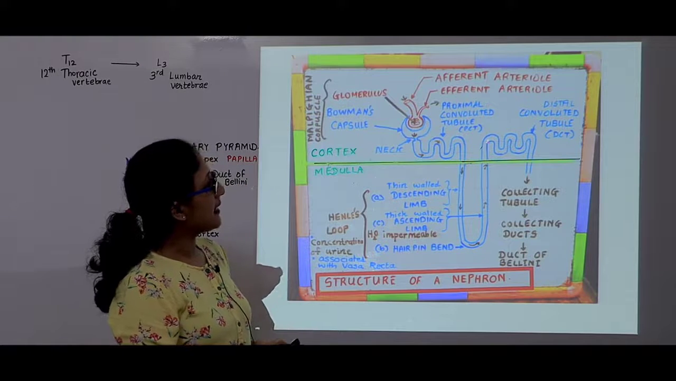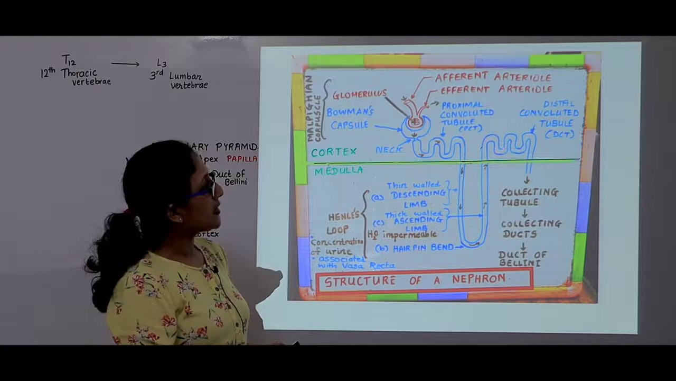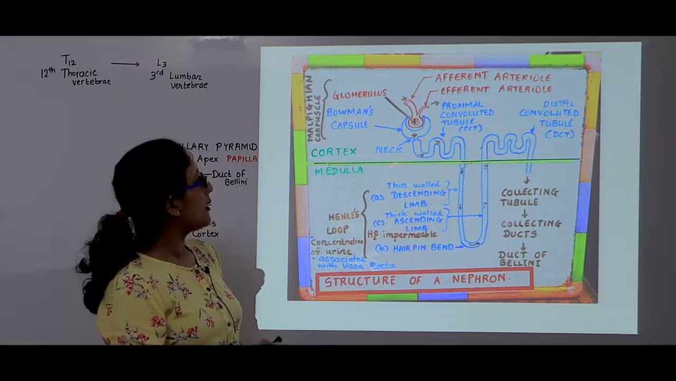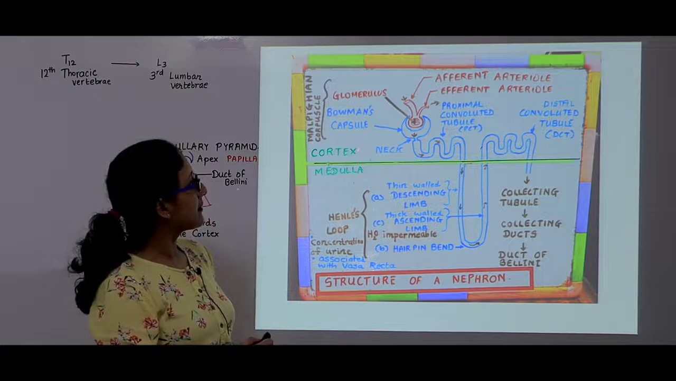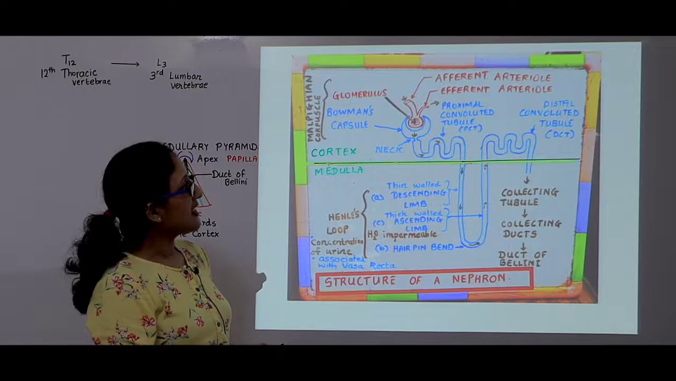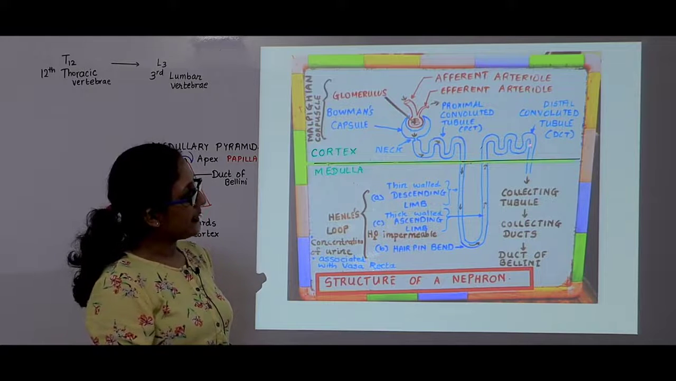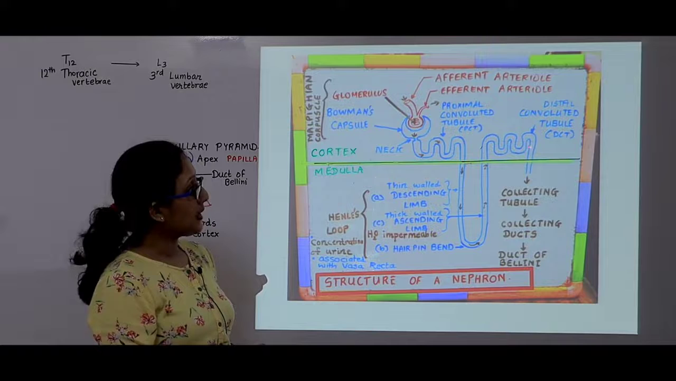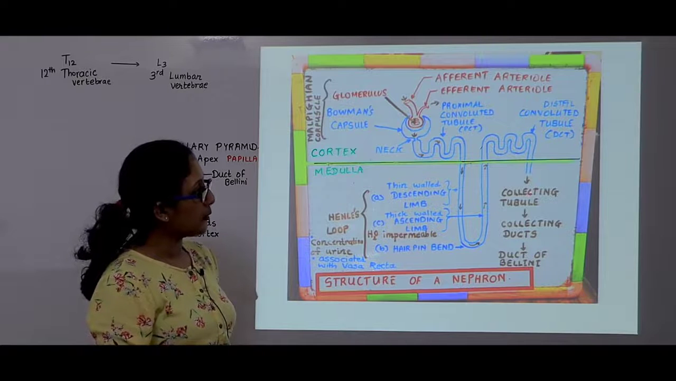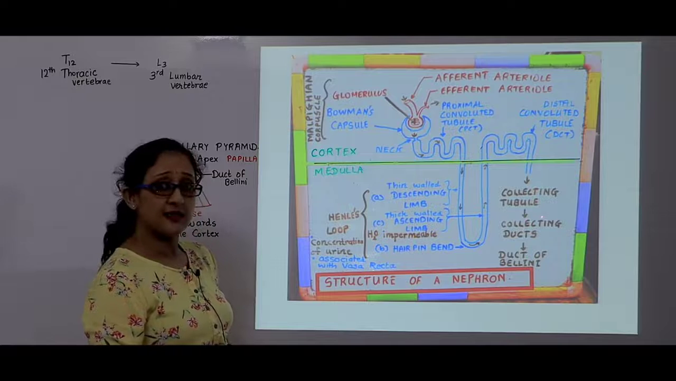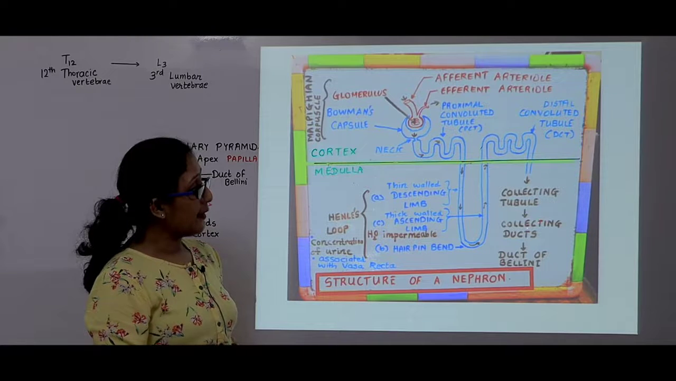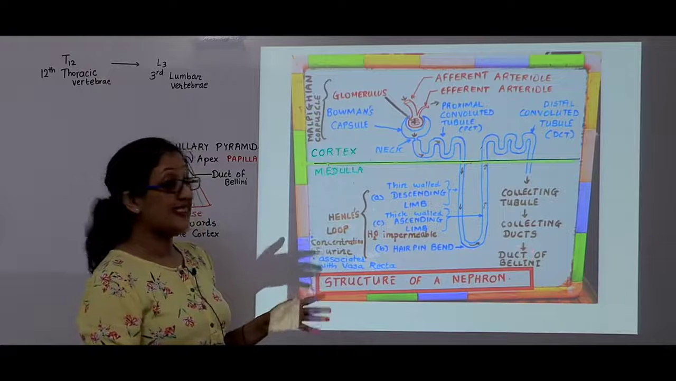Now what happens to that ascending limb? If you see the ascending limb over here, it now goes into the DCT, and where is this DCT present? I told you in the cortex. Okay, so the DCT is highly coiled again in the cortex. From the DCT, the urine will now go into the collecting tubule. From there it goes into the collecting ducts, and finally from the collecting ducts it goes into the duct of Bellini.